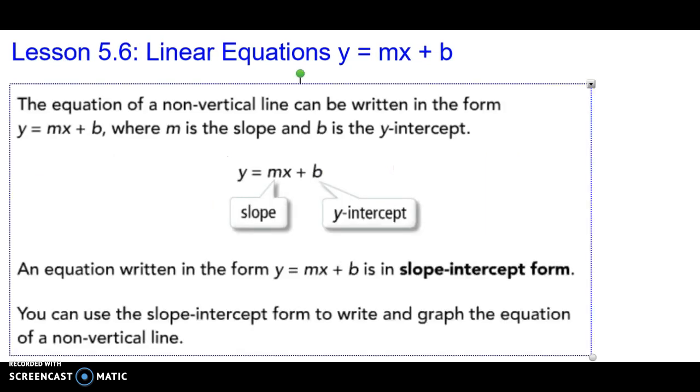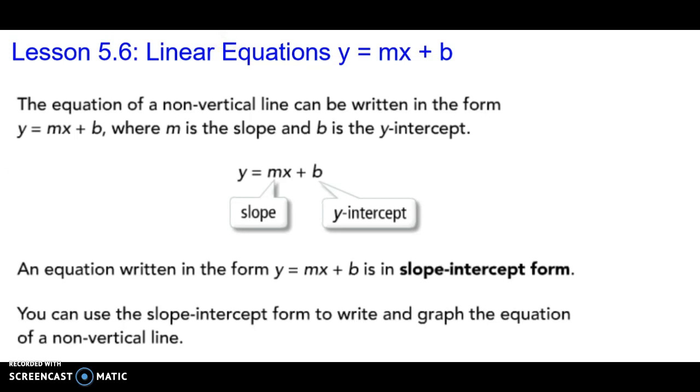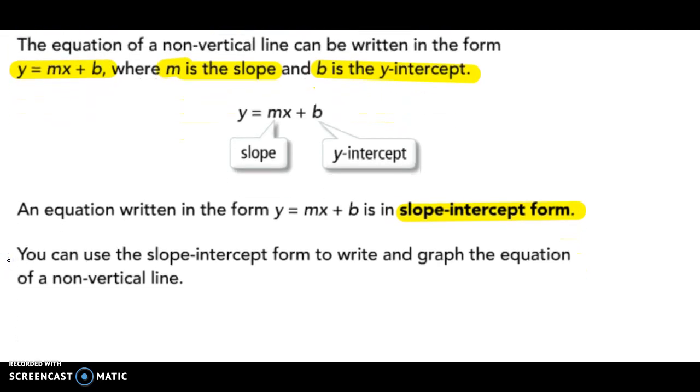Here you're going to need your Cornell notes. The equation of a non-vertical line can be written in the form y equals mx plus b, where m is the slope and b is the y-intercept. So again, this is some review information. So you have this form. M simply represents the slope. B is the y-intercept. An equation written in the form y equals mx plus b is called slope-intercept form. So you need to put this in your Cornell notes. You can use slope-intercept form to write and graph the equation of a linear line.